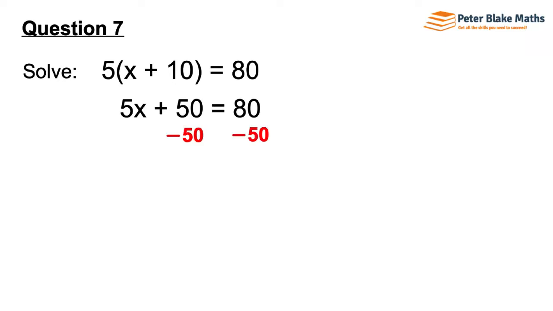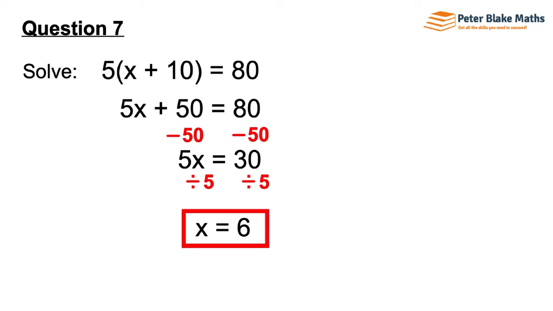To move the 50, we're going to do the opposite to both sides, which is minus 50. The 50s will cancel out on the left-hand side, leaving us with 5x. And on the right-hand side, 80 minus 50 is 30. To move the 5 that's multiplying by the x there, we need to do the opposite to both sides, which in this case is divided by 5. That leaves the letter on its own, which is what we want, and 30 divided by 5 is 6. So we usually expand first, and then we solve whatever equation is left for us.